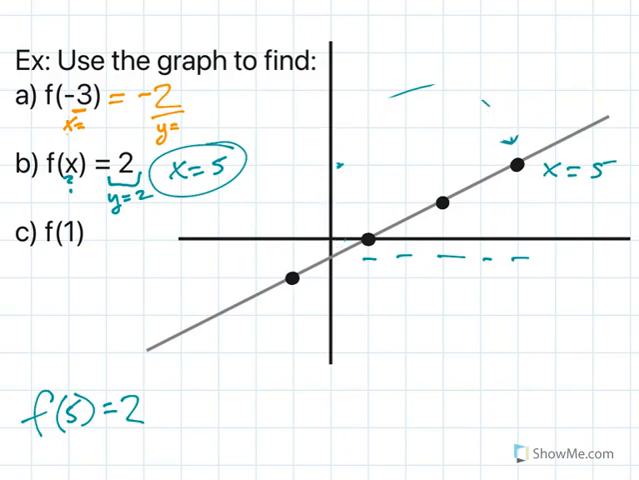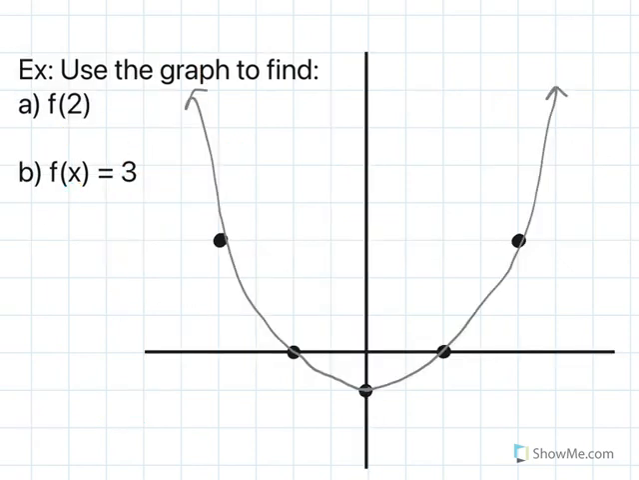All right, and then the last one. F of 1, that's just it. In this case, again, x is 1, here it is. That means f of 1 equals 0, because the y value when x is 1 is 0. So just remember, the value inside the parentheses is x, and the output is y.